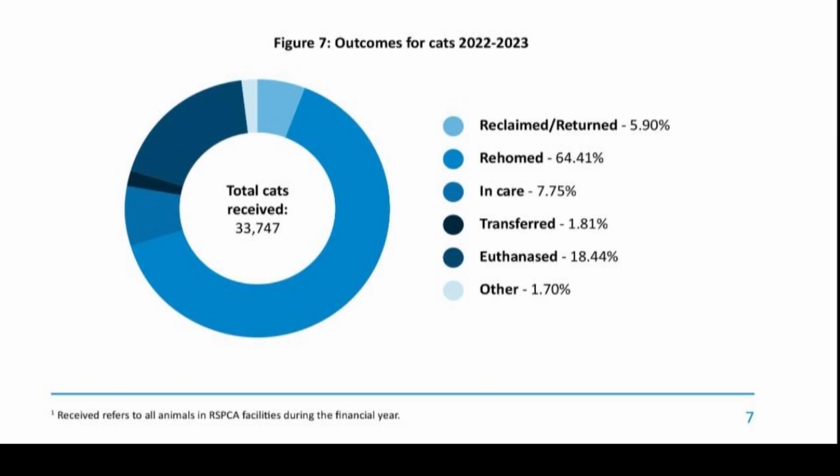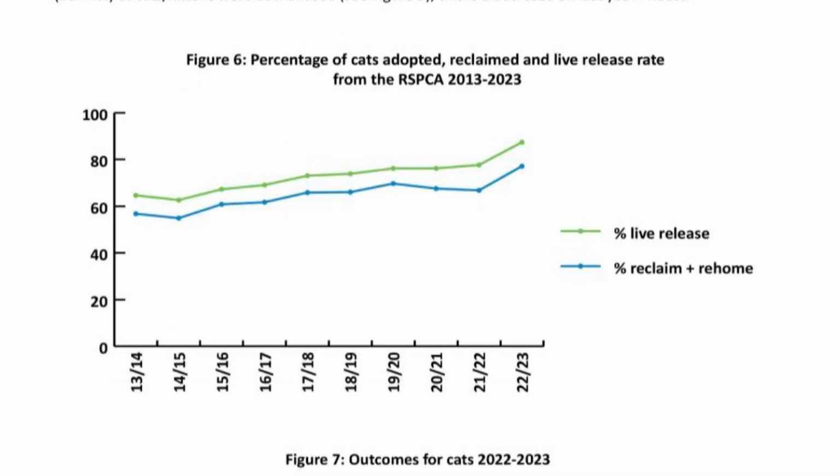The RSPCA received 33,747 cats in 2022-23, which is 38.58% of all animals. The proportion of cats who were reclaimed by their owners this year decreased compared to the previous year to 5.98%, 1,990 cats. One measure that is used for monitoring shelter outcomes over time is the live release rate, LRR.